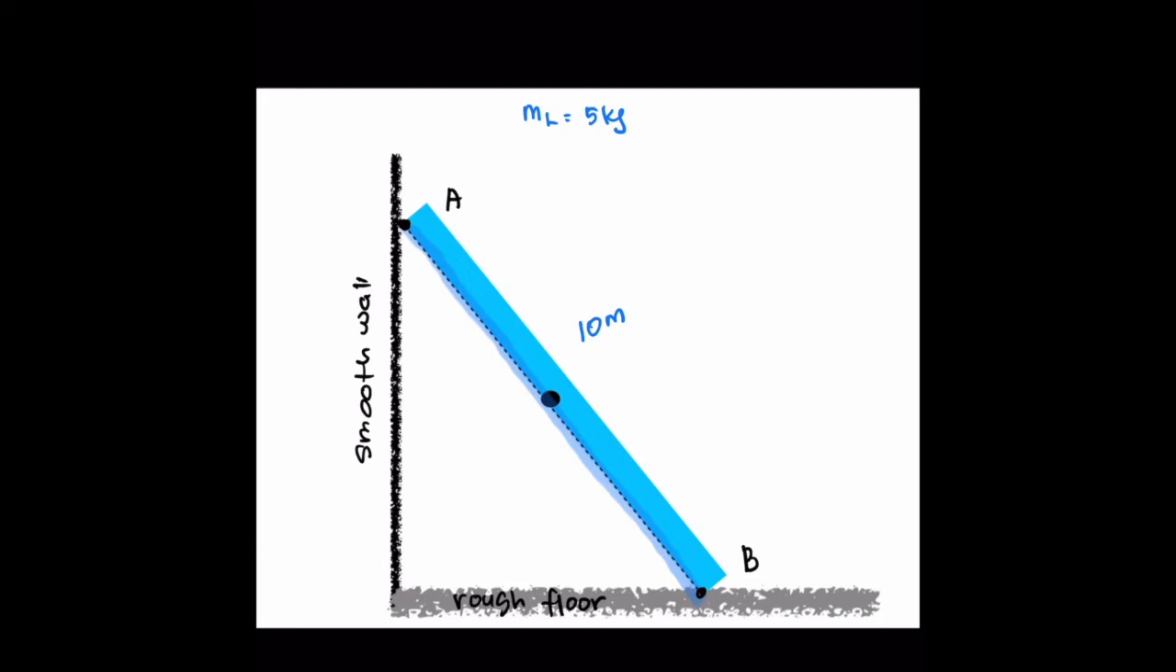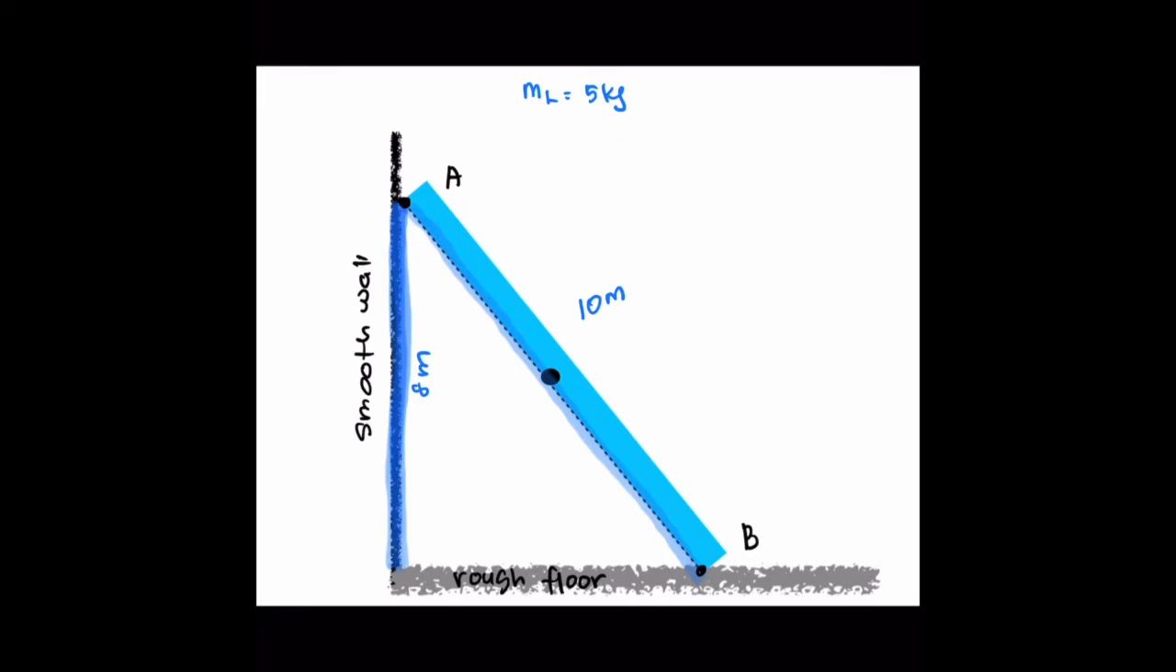This is your smooth wall. There is no friction here. The height of the end of the ladder is given as 8 meters. Then there is the rough floor.